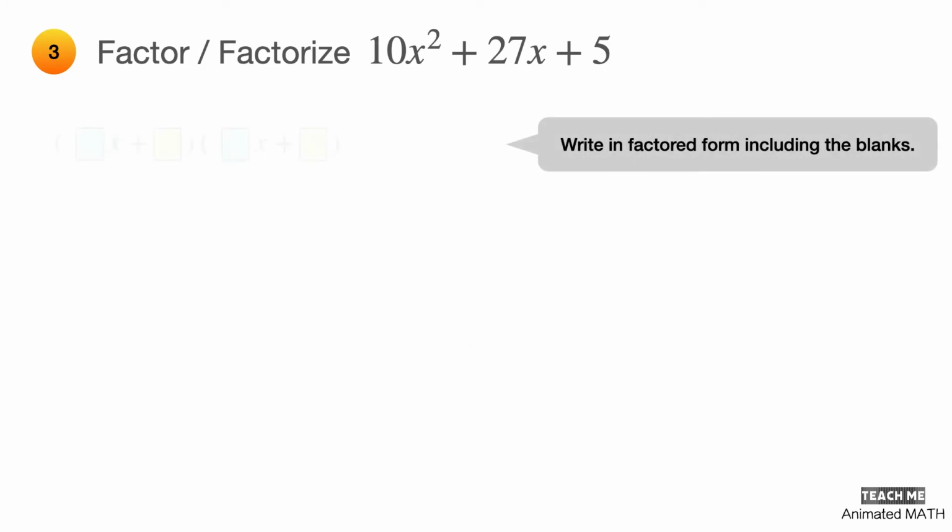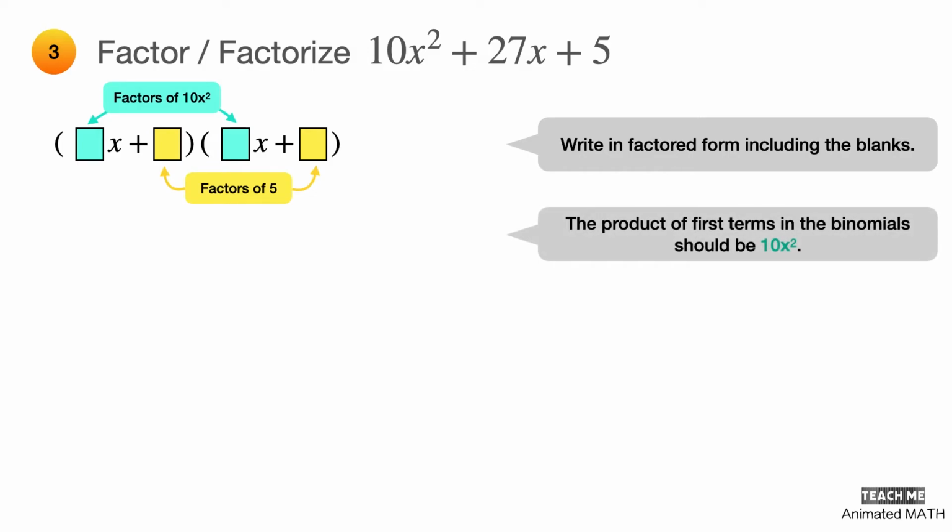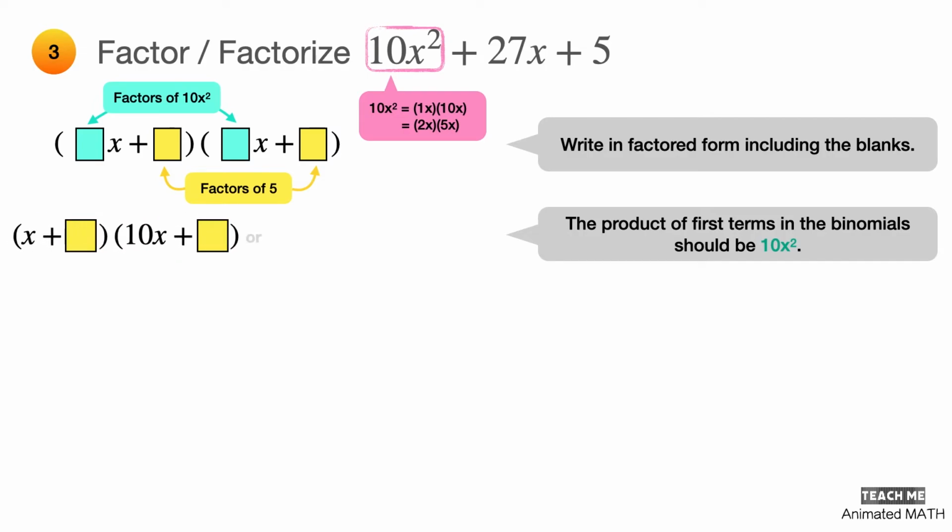Write the trinomial in factored form and include the blanks. There are 2 cyan blanks for the coefficients of the factors of 10x squared, and 2 yellow blanks for the factors of 5. The product of the first terms in the binomials should be equal to 10x squared. There are a few candidates which are x times 10x and 2x times 5x. Write down the possible combinations based on the factors of 10x squared.